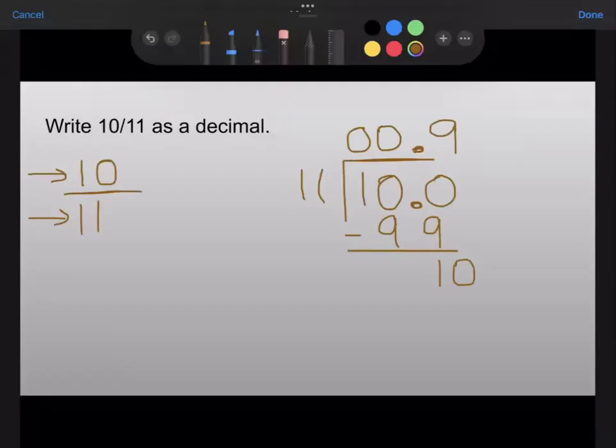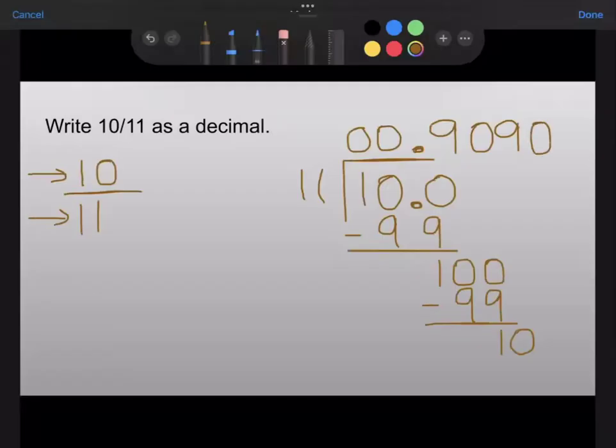Now 11 will not fit into 10, so that's going to be another 0. To keep going, I'm going to have to add another 0 to my remainder. And we know from before that 11 fits into 100 9 times. So I'm going to put a 9 here, put 99 here, subtract it, and I get 1 left over. Now I'm going to add a 0 so I can keep dividing, but I know that 11 doesn't fit into 10, so I'm going to add this here.